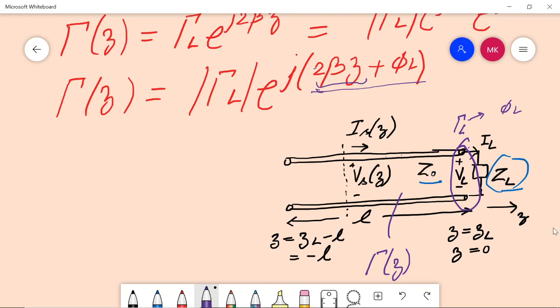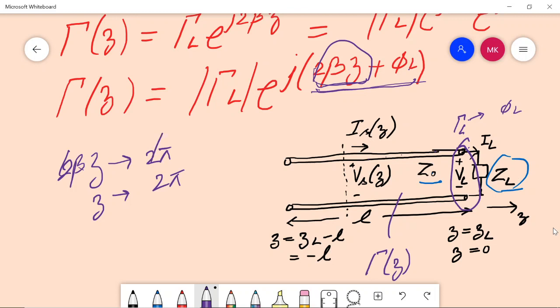If this part is 2 pi, then again it will give the phi L. So this will repeat. Whatever you have, 2 beta z, if it is gone by 2 pi, that is, if you write beta z equals 2 pi, and 2 will be cancelled, so here it will be just pi. And what is beta? Beta is 2 pi over lambda. So pi again will be cancelled. So it will be lambda by 2.